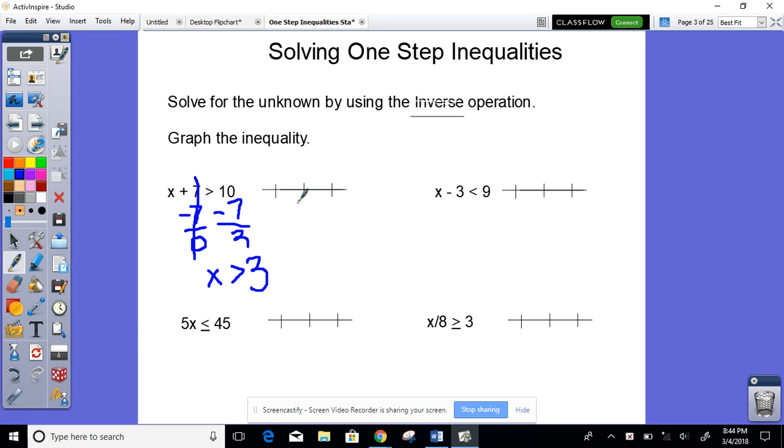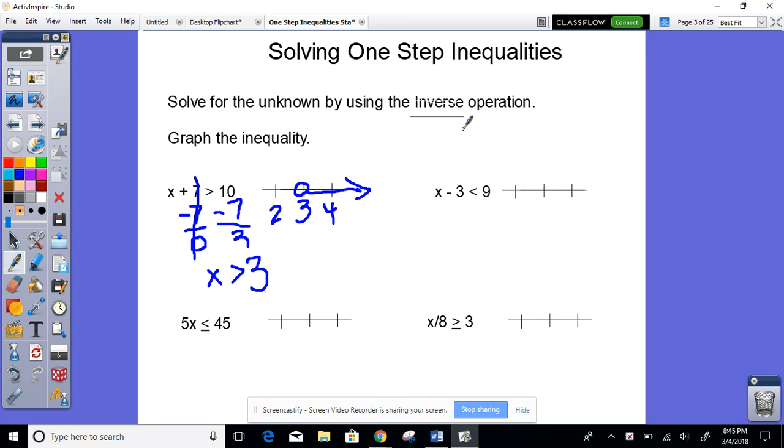So now I can go over here to my number line, write 3, write 2, and write 4. And so now I have x is greater than 3. It does not equal 3, so it's going to be an open circle. And it's greater than 3, so I'm going to go to the right. So go ahead and pause the video, copy that down if you need to.